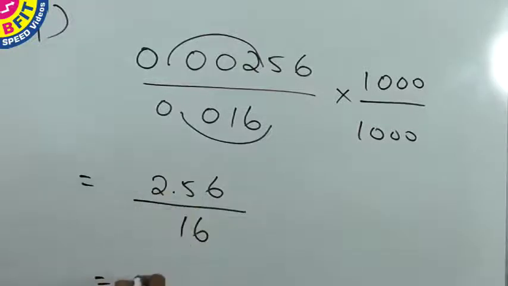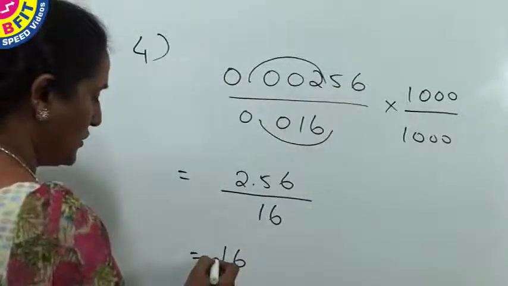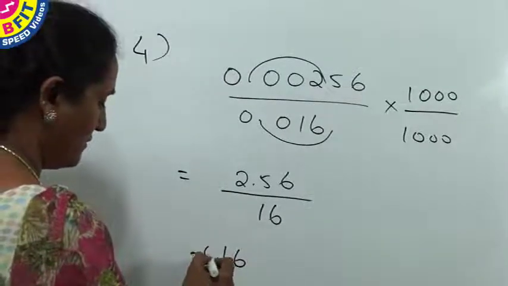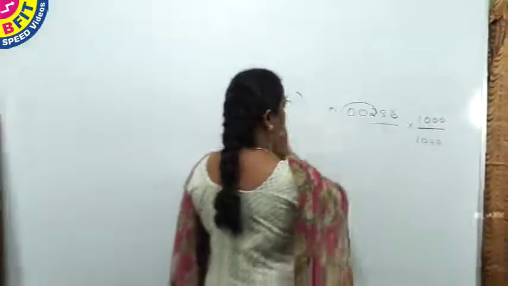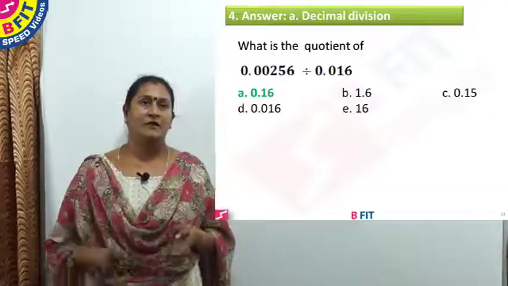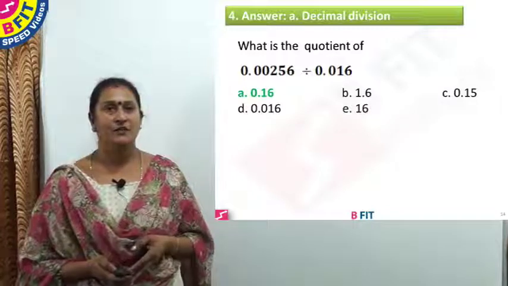So for decimal division, you do normal division. So 256 divided by 16 is 16. And the quotient should have as many decimal places as the dividend. Here we have 2 decimal places, so the point should be placed before 1. So the answer is 0.16. And the answer for question number 4 is option A, 0.16.